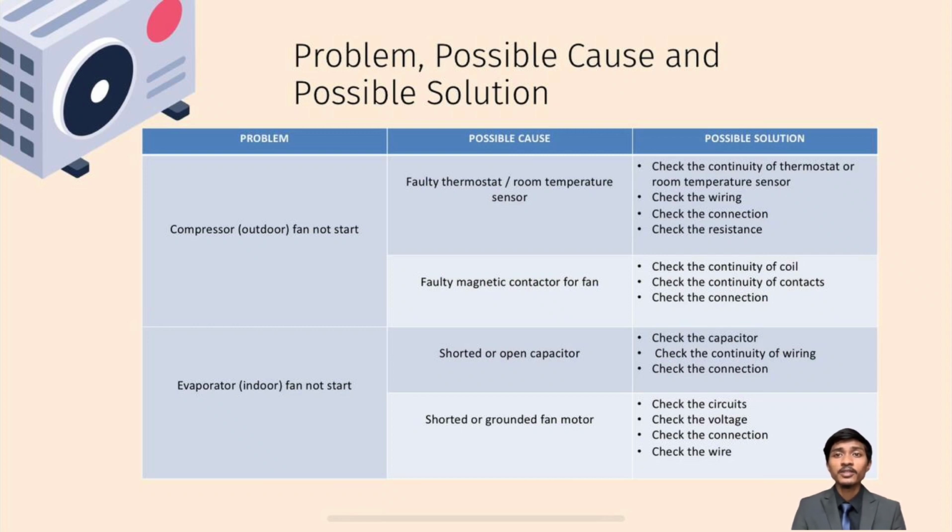Problem number 4 is the evaporator indoor fan not starting. The possible cause is a short or open capacitor, or a short or ground fan motor. The possible solution for a short or open capacitor is to check the capacitor, then check the continuity of wiring, and last check the connection. For a short or ground fan motor, the possible solution is to check the circuits, check the voltage, and then check the connection, and last check the wire.